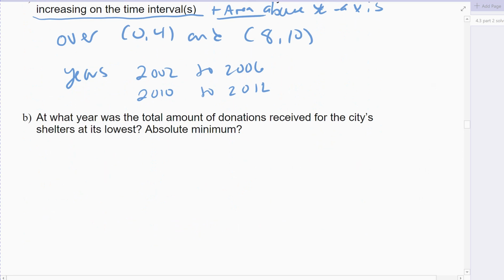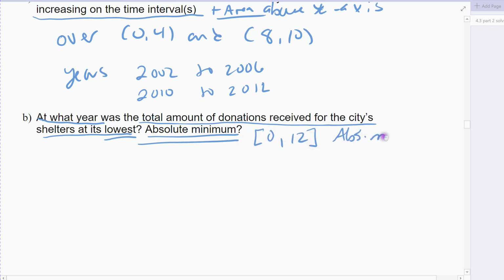All right, the next question, at what year, so I'm looking for the year, was the total amount of donations received for the city shelters at its lowest, so the absolute minimum. And so over the domain 0 to 12, I want to find the absolute minimum. So this is kind of a combination of some of the new stuff with the area of the curve, but also a throwback question to chapter 3. I want to find absolute on a closed interval.